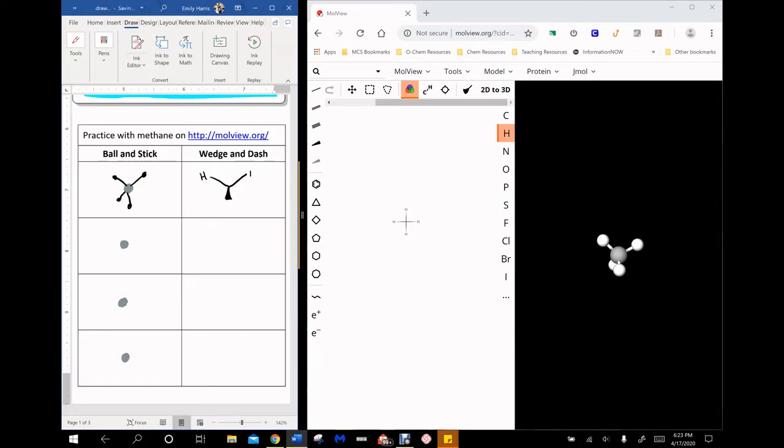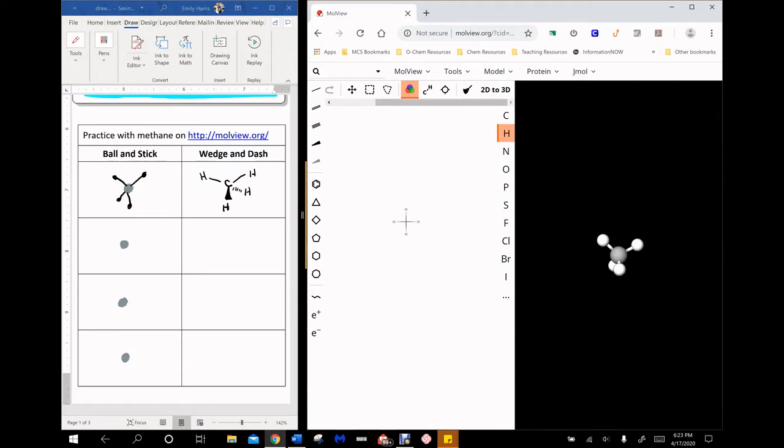And then we also have 1 hydrogen kind of going back into the page at the back. And so we'll draw another hydrogen there as well. And I tell you what, just for clarity's sake, let me go ahead and put a carbon in the center. That way it'll help us just a little bit. Okay, so again, we've got that bottom hydrogen sticking out of the page and that back hydrogen going back into the page.